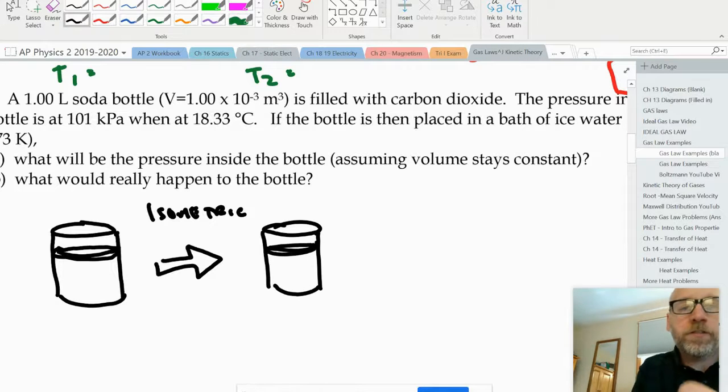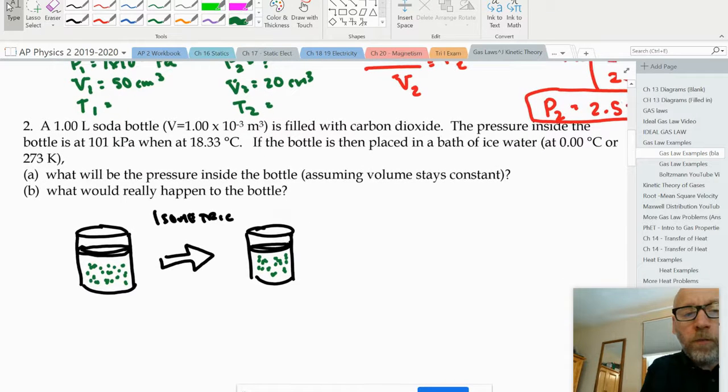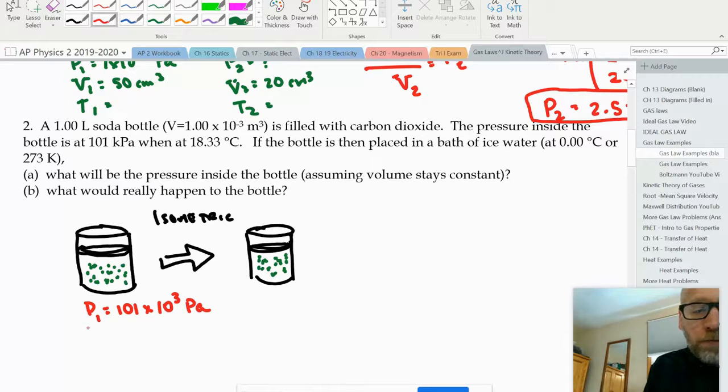I'll show that piston in the same position. Go ahead and draw in my molecules of CO2 that are moving around. Check. Let's pull the information out of the problem. So pressure 1 is 101 kilopascals, so 101 times 10 to the 3rd pascals. It's just another way to write atmospheric pressure. Volume is the 1 liter, and the temperature is 18.33 degrees Celsius.